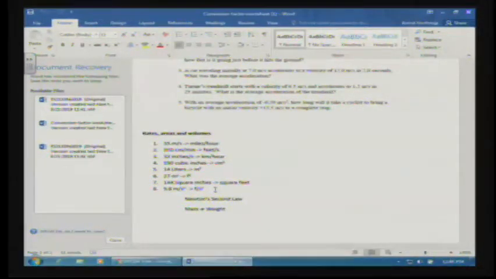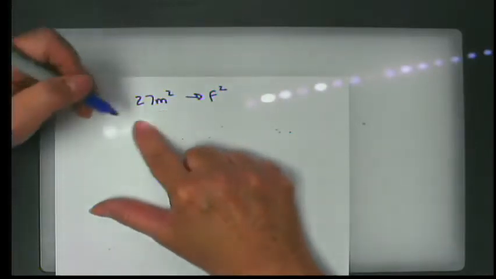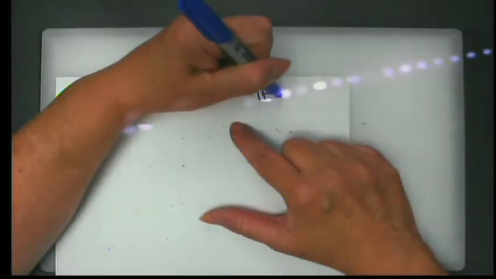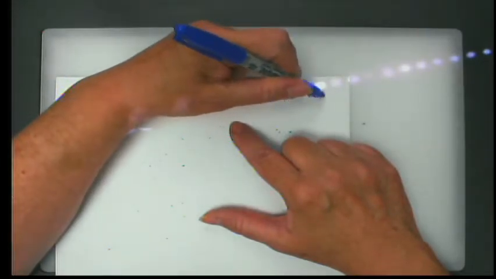All right, so the one I want to do for you is number 6, which is 27 meters squared, and I want to convert that into feet squared. So basically, what do I know? I found this out before, is that 1 foot is equal to 0.3048 meters. I'm just going to check my numbers. And so my conversion factor is 1 foot equals 0.3048 meters.